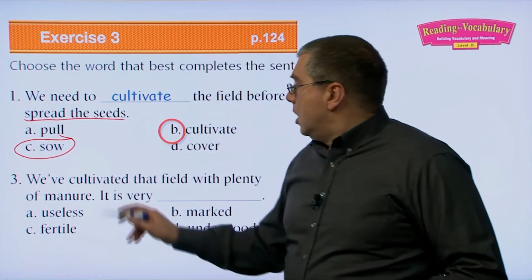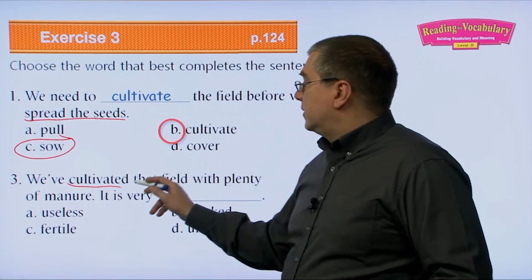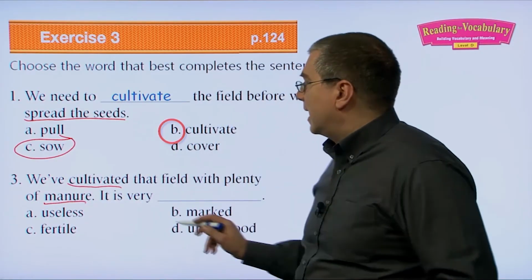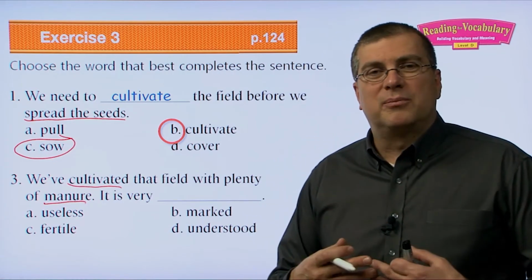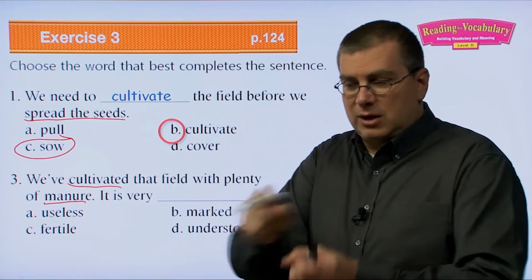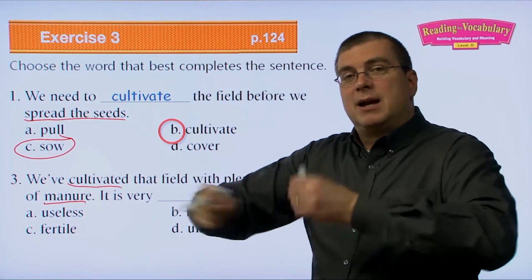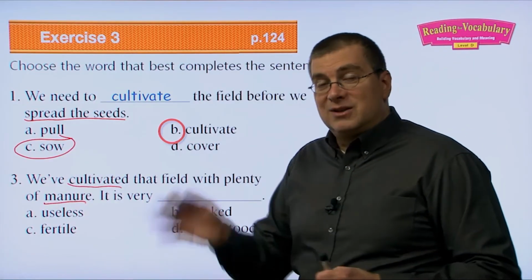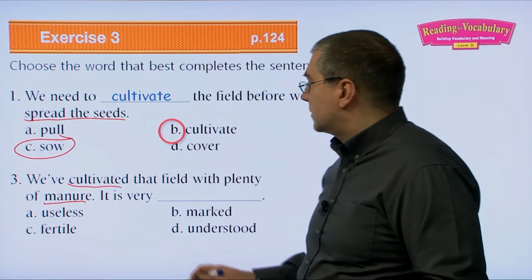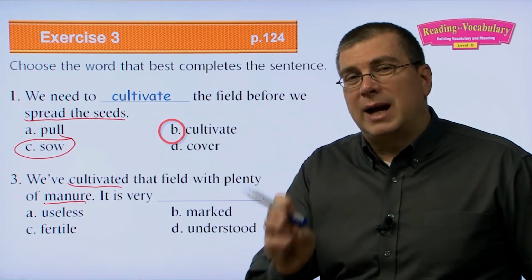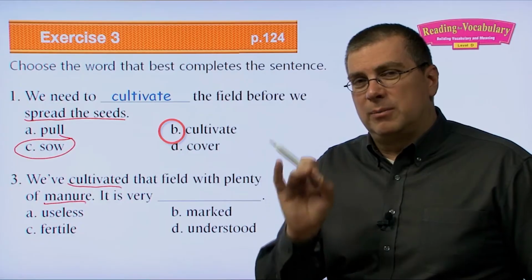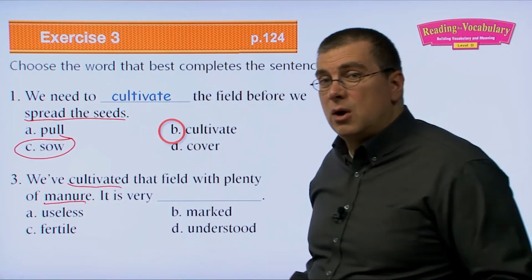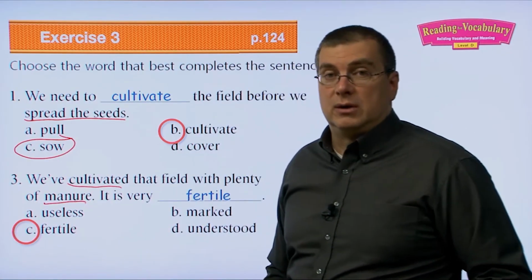Okay, number 3. We've cultivated, there's that word again, we've cultivated that field with plenty of manure. It is very beep. Okay, so again, part of cultivating, part of preparing the land is turning, making rows in it or breaking up the top surface so the seeds can get in the land easily. But another part of cultivating is putting manure on the ground, right? So when you put manure on the ground, remember manure has a lot of nutrients in it that's good for the plants. And when we say an area has a lot of nutrients, it's good for growing, we say that land is fertile.